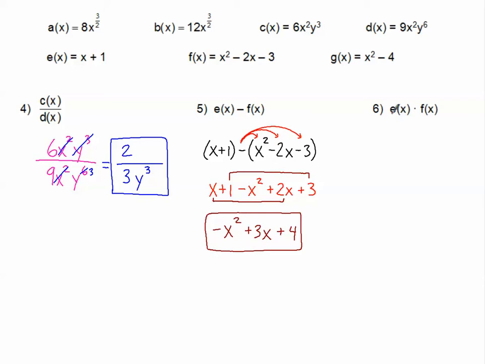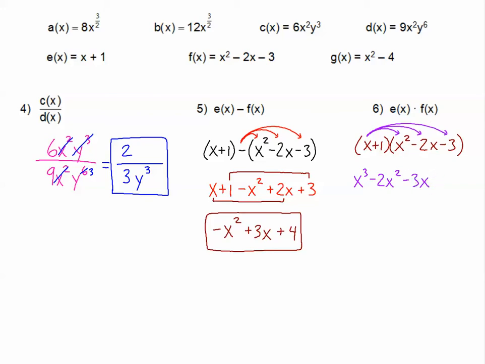And finally, e of x times f of x, same 2 functions. This time, since I'm multiplying, I definitely want to make sure that they are in parentheses. And the second one is x squared minus 2x minus 3. This is going to be similar to a FOIL problem. We have to do a triple distribution. We're going to multiply x here and here and here. So x times x squared is x cubed. X times negative 2x is negative 2x squared. And x times negative 3 is negative 3x.